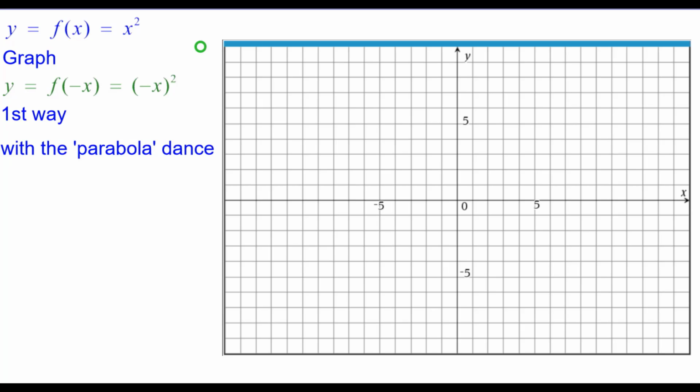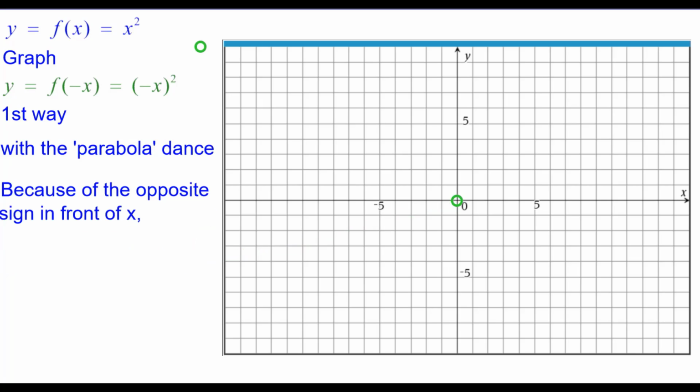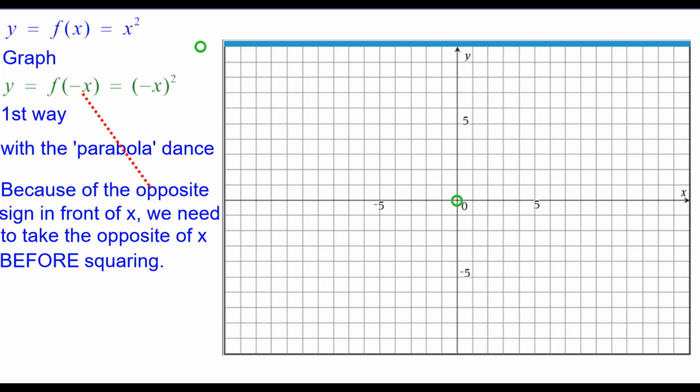The first way is with what we call the parabola dance. Normally we start at the origin, and since the opposite of 0 is 0, we will still begin at the origin. Because of the opposite sign in front of x, we need to take the opposite of the number before we square it.